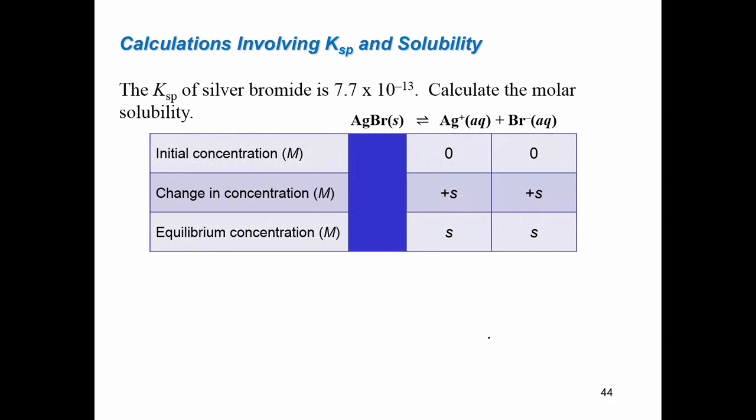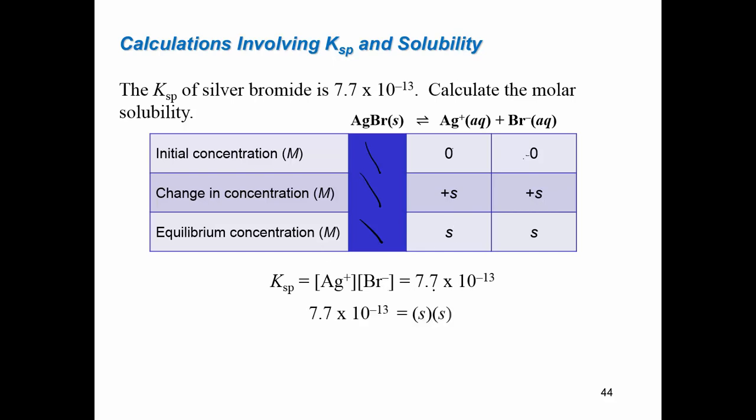So if we're going to calculate the molar solubility, we start with some amount of silver bromide, and then we have none of our products. Now, because silver bromide is a solid, it does not enter into the KSP, the equilibrium expression, or the change in concentration. We're going to increase that by an amount, and your book is using S for some reason, and that increase can be related to the KSP value.